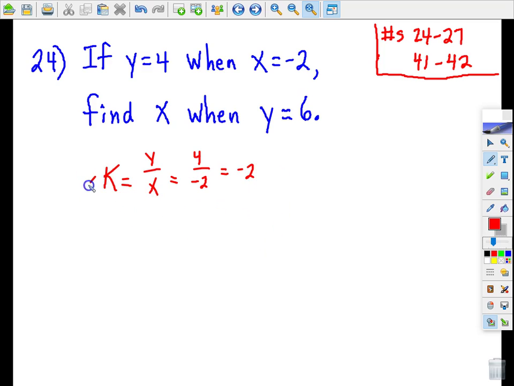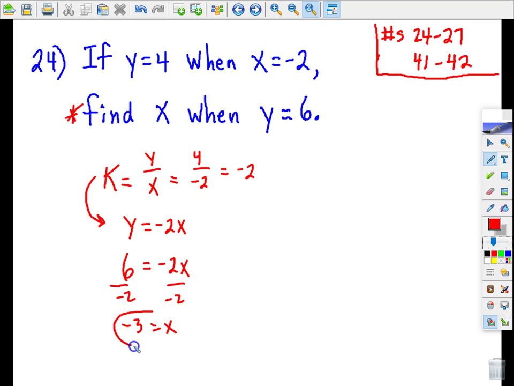And then let's let that lead us into the equation. The equation is y equals k times x, and we've found out that k is actually -2. And now we can answer this part. If we let y become 6, let's find x. So we solve for x by dividing by -2 on both sides, and we got our answer. X is -3.